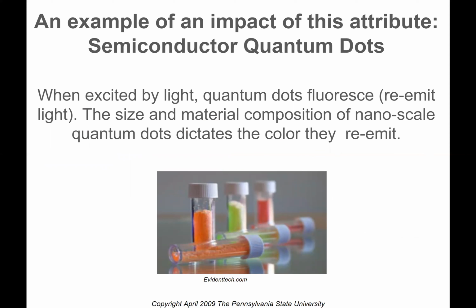An example of an impact of size is semiconductor quantum dots. When excited by light, quantum dots fluoresce or re-emit light. The size and material composition of nanoscale quantum dots dictates the color they re-emit. And they use quantum dots, I'm pretty sure, in newer TVs. They could really fine tune the colors that come off of these quantum dots based on the size of the quantum dots themselves.